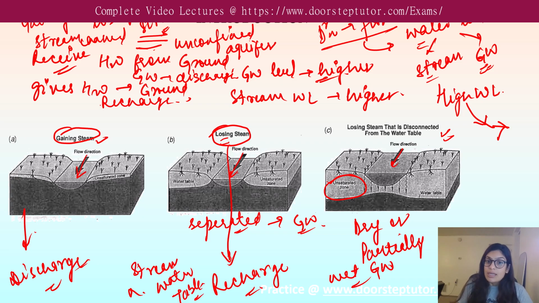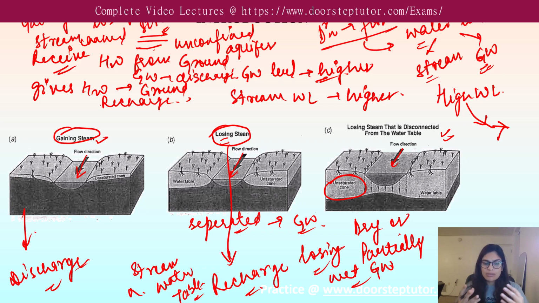But the stream I'm talking about is still losing water. How? By percolating it down through this unsaturated zone. So that doesn't mean that if a particular situation arises, or there is a particular layer present, let's say an impermeable layer, in that situation the losing stream is not going to behave as a losing stream. You understand this line? It is going to behave exactly the same.